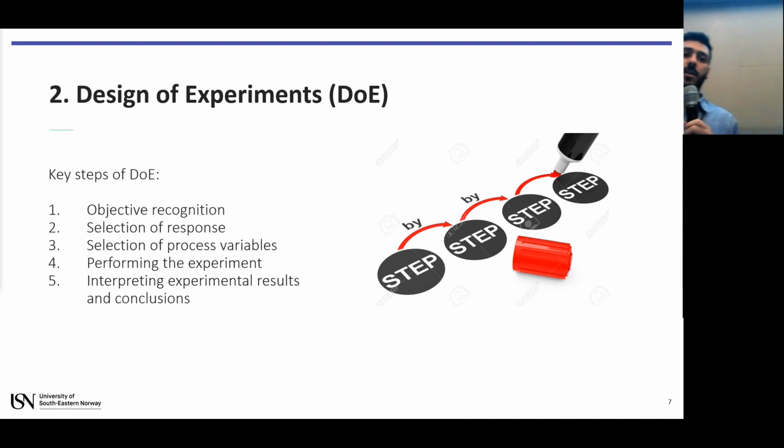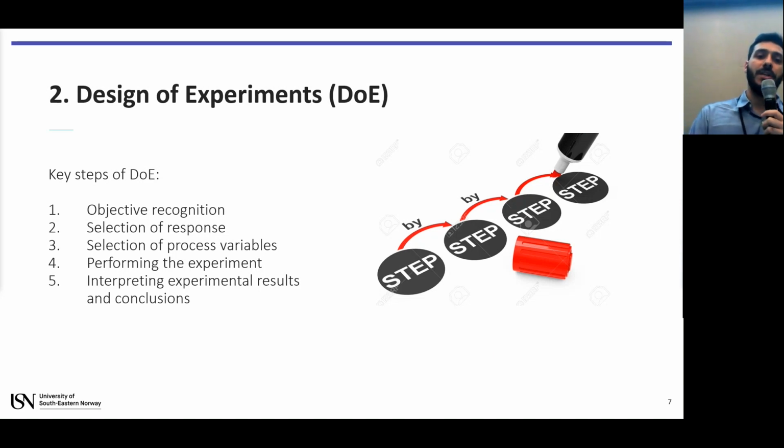So the key steps of the design of experiment are to recognize the objective and then to select the response that we want to do the design of experiment on. We select the process variables that we want to vary. We perform the experiment and then we interpret the experiment results, right?